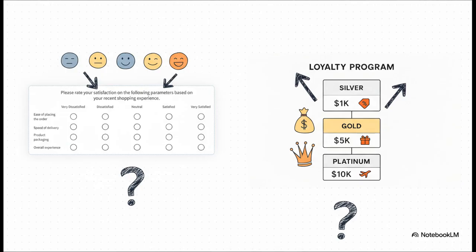And here are 2 perfect examples you deal with all the time. On the left, you've got a classic satisfaction survey. We all know that satisfied is better than neutral, but how much better? Can you measure that? Not really. It's the exact same story with the loyalty program on the right. Platinum is above gold and gold is above silver. The order is crystal clear, but the jump in benefits between tiers isn't necessarily the same.